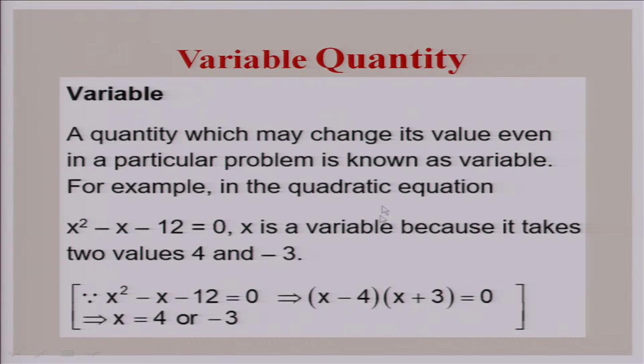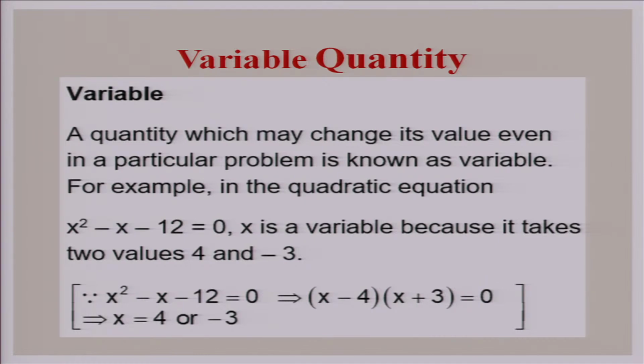For example, consider this quadratic equation. You have studied this type of quadratic equation in school mathematics. The factorization of this equation is x minus 4 into x plus 3 equal to 0. After solving this equation, you get x equal to 4 and x equal to minus 3. So within the same problem, you are getting two values of x. This is the nature of a variable, meaning you are getting different values in the same problem.